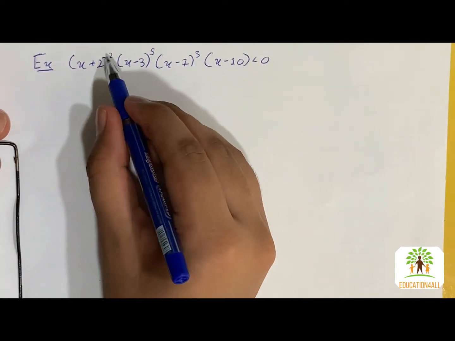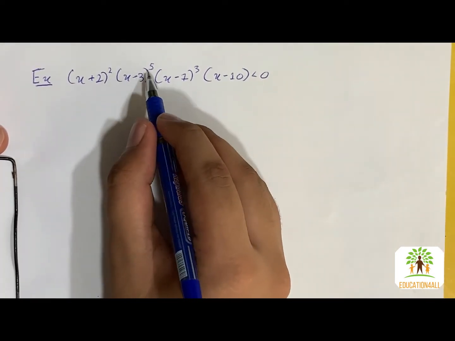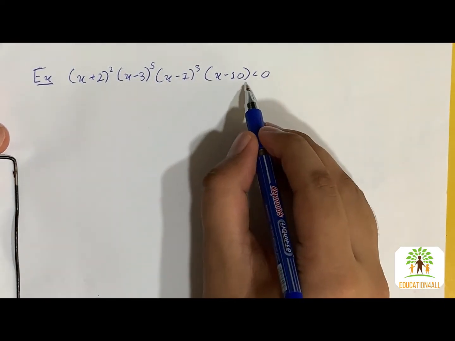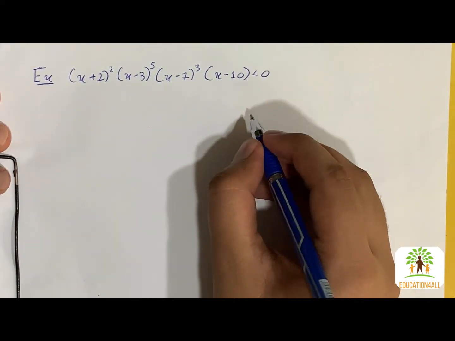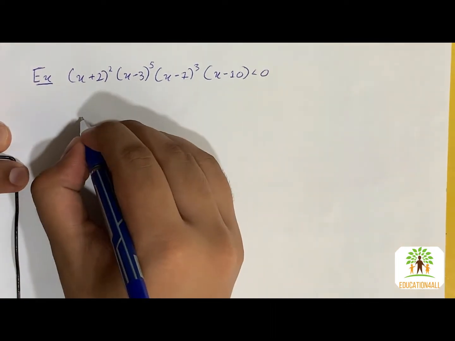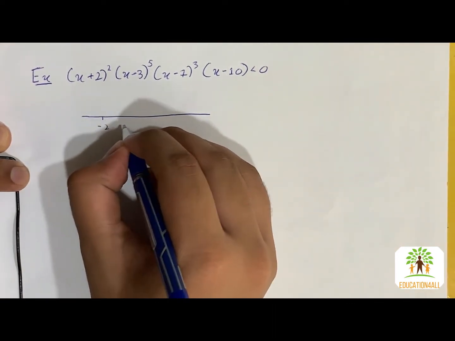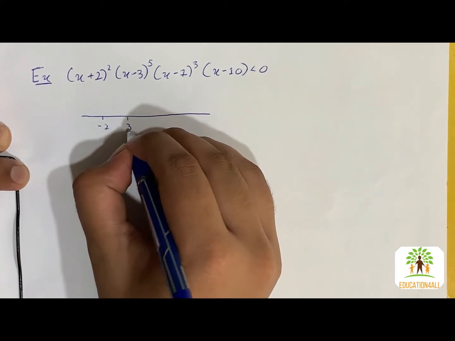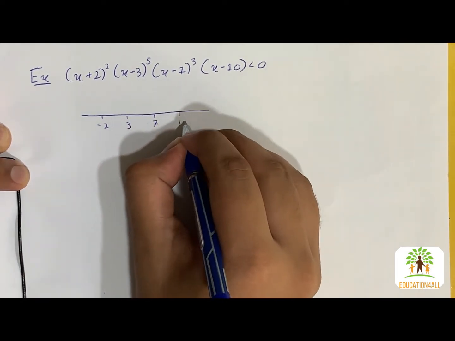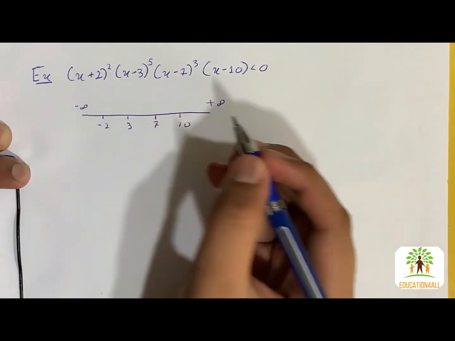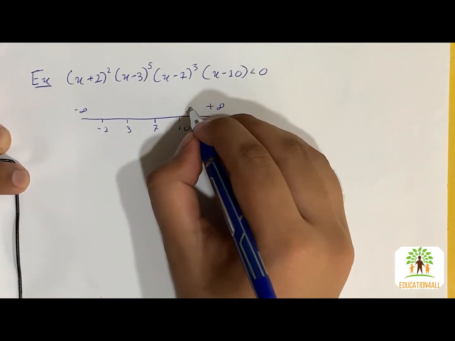Let's try one more example. (x plus 2) whole square times (x minus 3) raised to the power 5 times (x minus 7) raised to the power 3 times (x minus 10) lesser than 0. Now again plotting all these critical points on the number line: minus 2, 3, 7, 10, plus infinity, minus infinity. Now, we all know that we will first start with the plus sign.